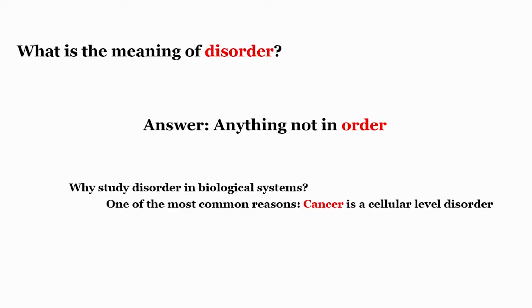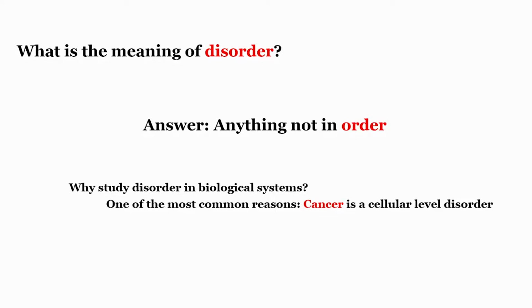What is the meaning of disorder? We had talked about disordered systems. We first reasoned what exactly disorder means. The most simple answer could be anything not in order. And then we tried to motivate ourselves: why study disorder in biological systems? What is the importance of studying disorder in biological systems?